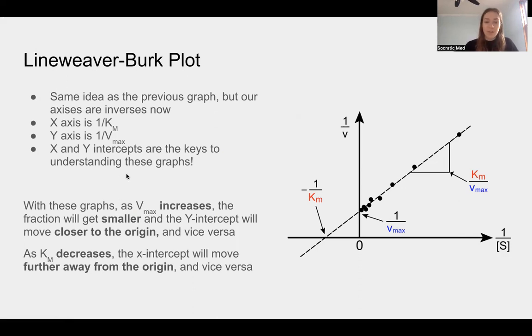With these graphs, you have to pay attention to the fact that as Vmax increases, you're making that fraction smaller, so it will get closer to the origin. More commonly, when you're looking at an inhibitor, as Vmax is decreasing, you're moving further away from the origin. So even though it looks like it's going up, your Vmax is actually decreasing. The same goes for Km. As Km is decreasing, the x-intercept moves further from the origin, whereas if Km increases, it will move closer to the origin.